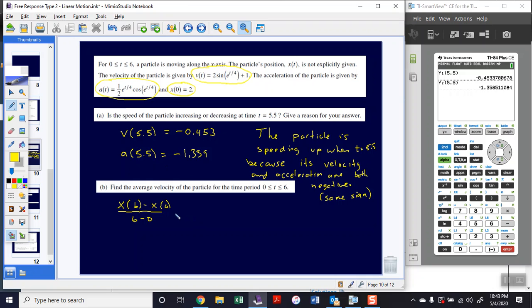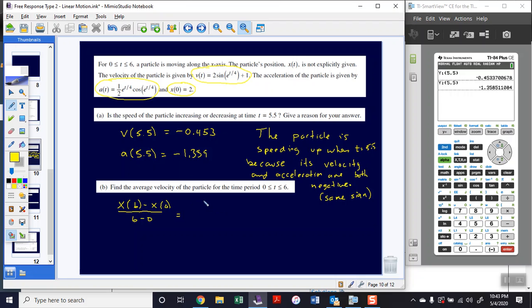But we do know another way to find that difference, right? The position function x is the antiderivative of the velocity function. So instead of thinking of it like the definition of average velocity, let's think about how else we could calculate this.